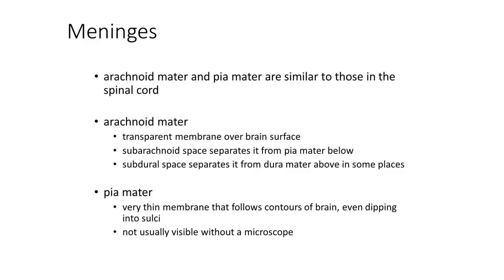The arachnoid mater and the pia mater are similar to those that we saw or will see in the spinal cord. The arachnoid mater is a transparent membrane that we see over the brain's surface. And the subarachnoid space separates it from the pia mater, which is below. The subdural space separates it from the dura mater, which is above in some places. The pia mater is a very thin membrane that follows the contours of the brain and even dips in at the sulci. It is not usually visible without a microscope.